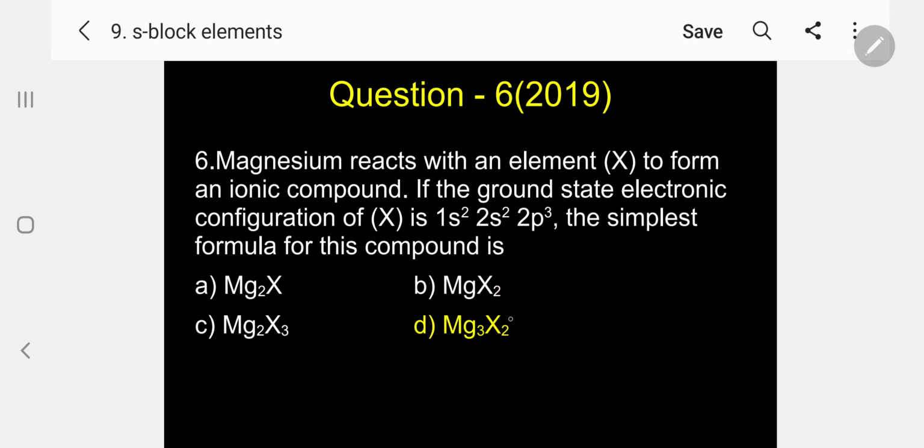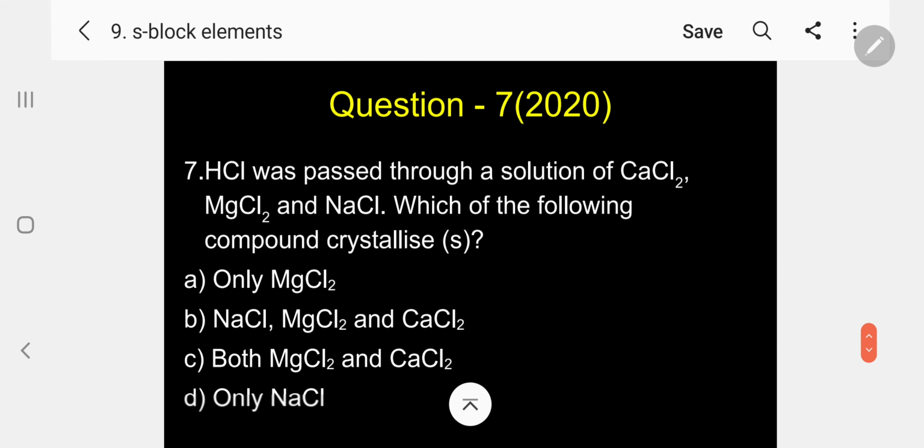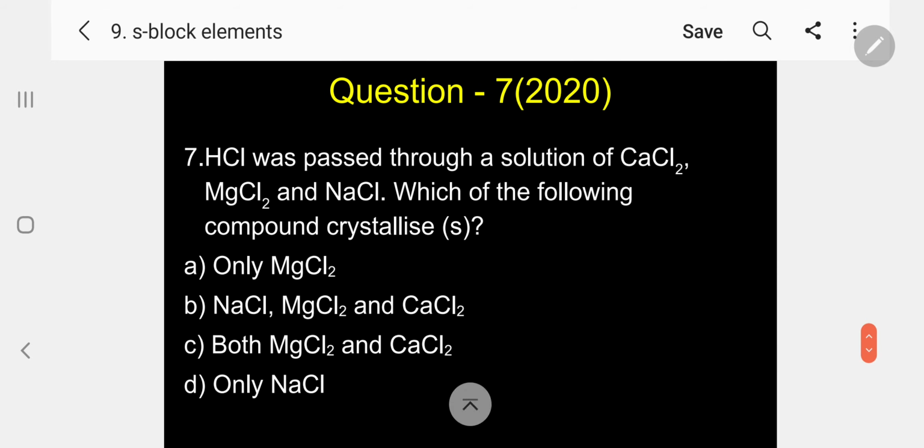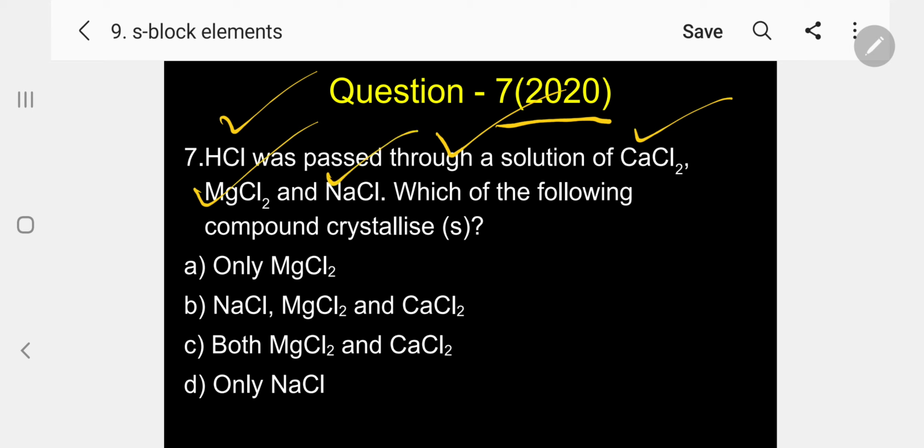Please follow. Question number 7, asked in 2020. Hydrogen chloride gas was passed through a solution of calcium chloride, magnesium chloride and sodium chloride. Which of the following compounds crystallize? A. Only magnesium chloride. B. Sodium chloride, magnesium chloride and calcium chloride. C. Both magnesium chloride and calcium chloride. D. Only sodium chloride.